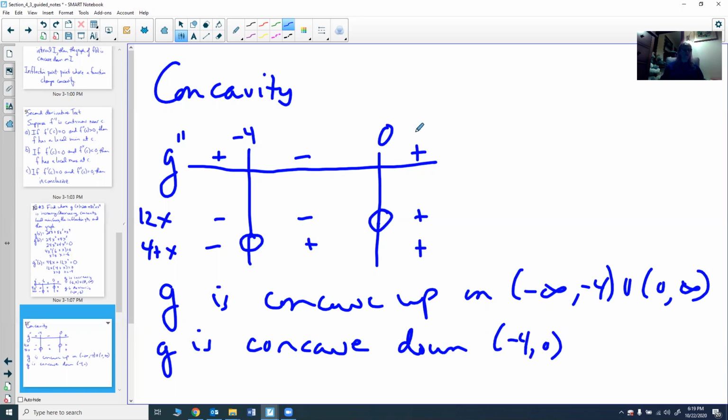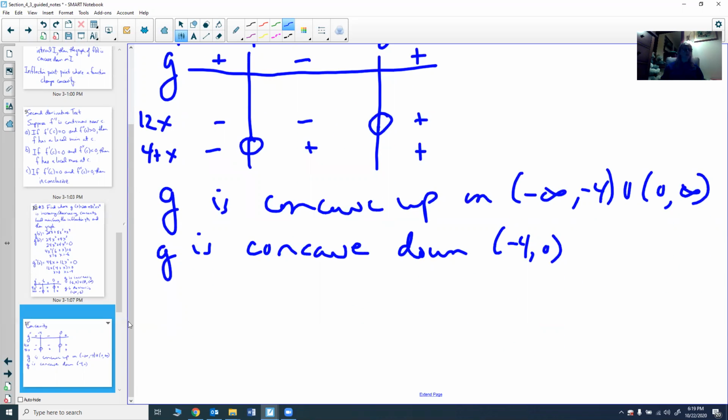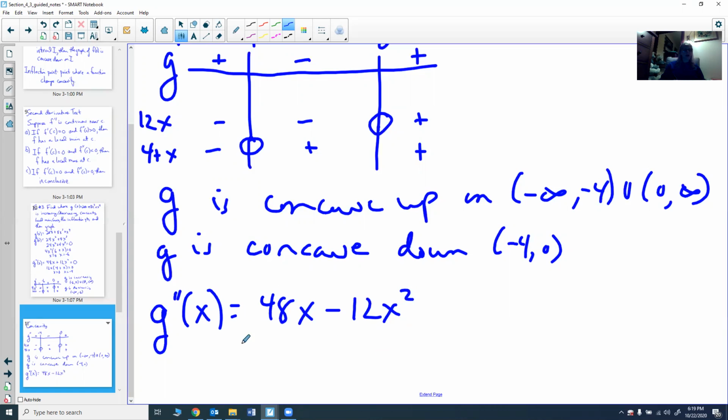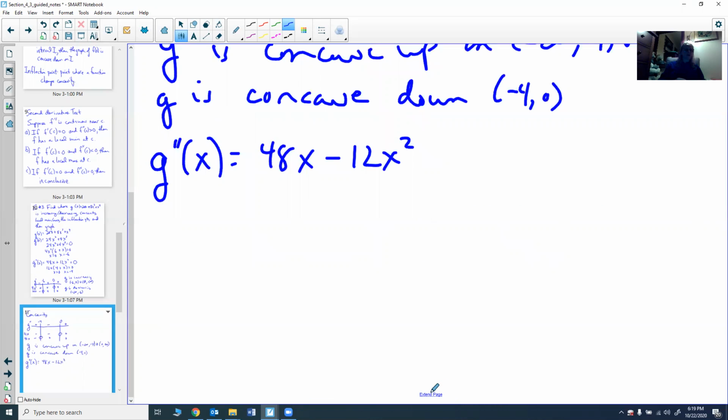So we now know some more things about that. We also need to know where our local max and mins are. Even though I used the first derivative test the other time, I'm going to use the second derivative test this time. So the second derivative test says, let's look at the second derivative. Again, that was 48x minus 12x squared. And we're going to look at what the value of that is at my critical points. My critical points were 0 and -6.